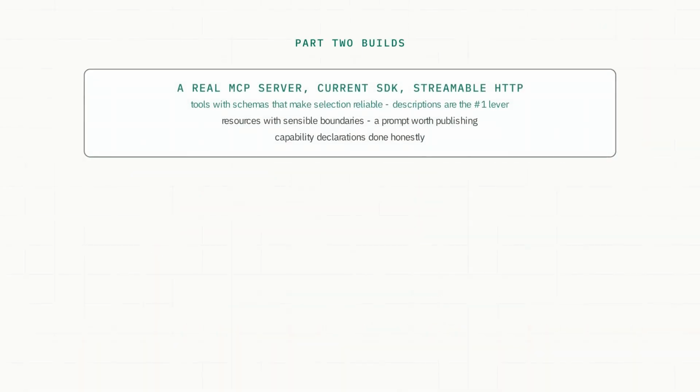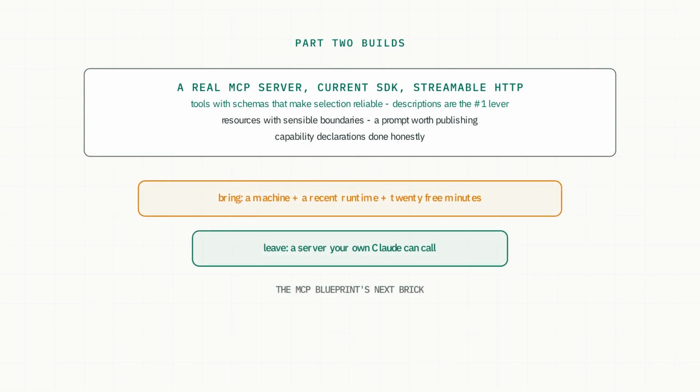And here's what part 2 builds so you can come ready. A real MCP server for a real capability in the current SDK over streamable HTTP. Tools with schemas that make the model's selection reliable, because tool descriptions are the number one lever. The third law never left, resources with sensible boundaries, a prompt worth publishing, and capability declarations done honestly. Bring a machine with a recent runtime installed and 20 free minutes. Leave with a server your own Claude can call. That's the MCP Blueprint's next brick.